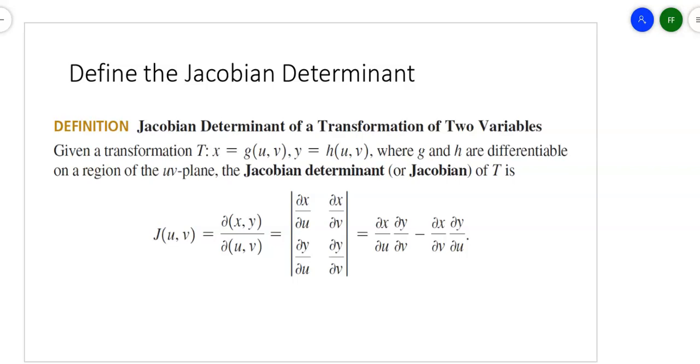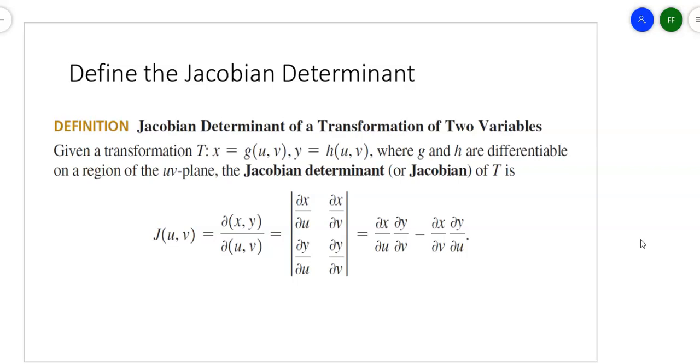Here in this second part, we'll jump ahead a little bit, and we'll look at the Jacobian. The Jacobian is a determinant. Remember, we've used determinants before. We've used them to find cross products. We've used them to find Hessian matrices. Now we're going to look at determinants to help us solve problems that involve a substitution.